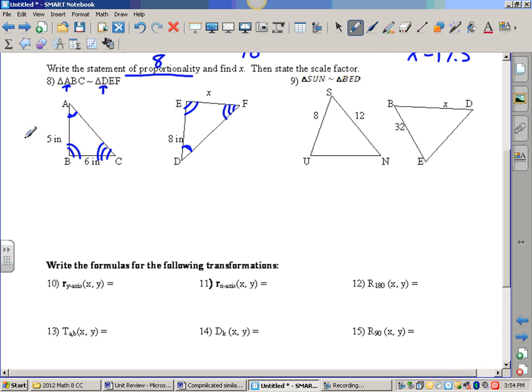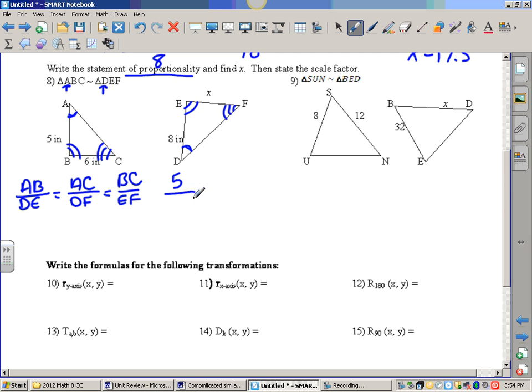So what your statement of proportionality is, you can start wherever you want, but be very careful when you're labeling. If I'm going to compare AB, that's the 1 to the 2. You got to start with 1 and compare it to the 2. So AB corresponds to DE. AC corresponds to DF. And BC corresponds to EF. There's my statement of proportionality. You then use your statement of proportionality to find your scale factor and to solve for x.